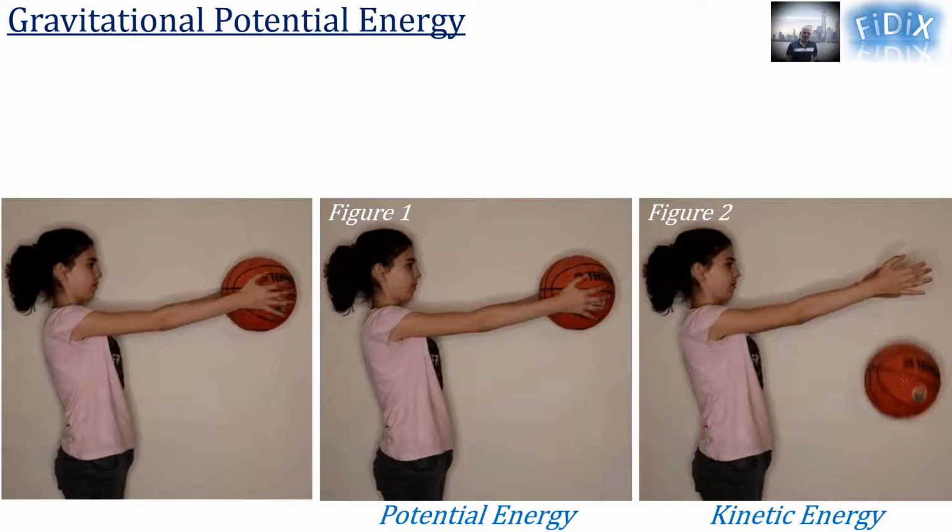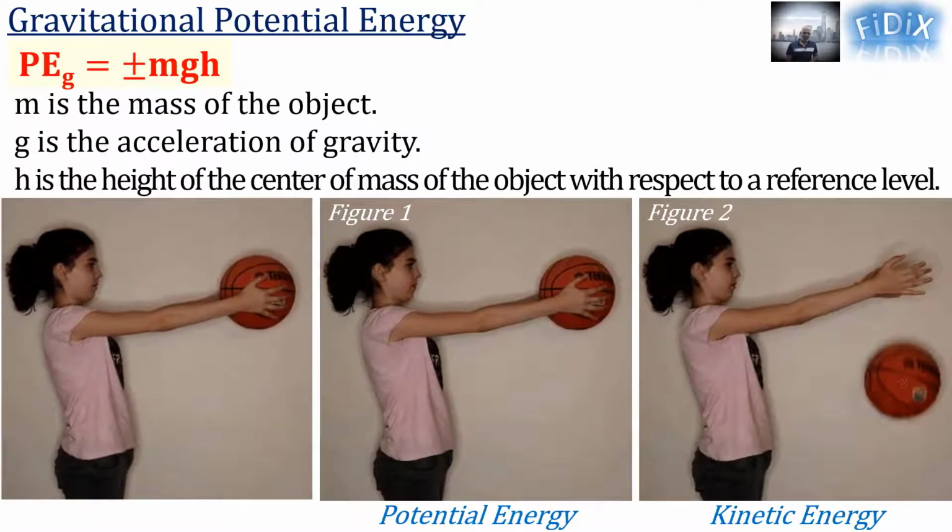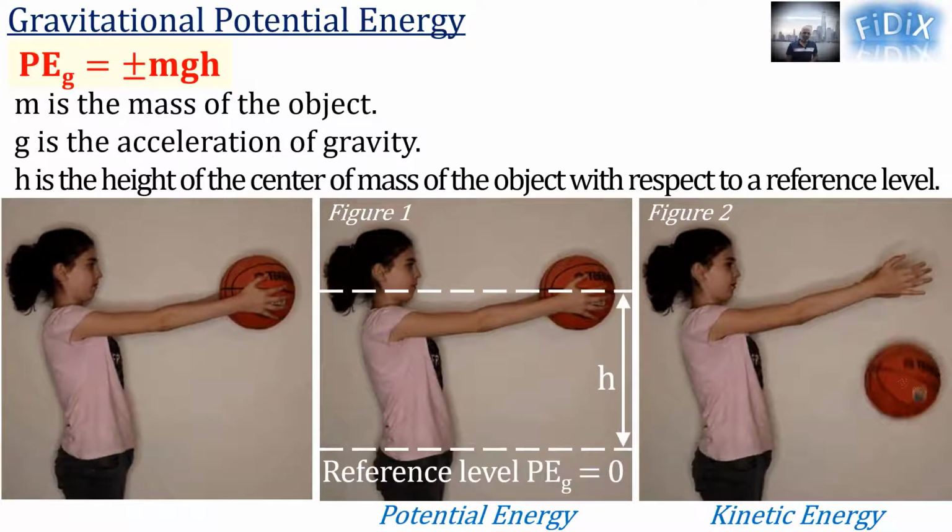The gravitational potential energy of a system formed of an object and the earth is given by the formula PEG equals plus or minus mgh, where m is the mass of the object, g is the acceleration of gravity, and h is the height of the center of mass of the object with respect to a certain arbitrary reference level for which the gravitational potential energy is set to 0.